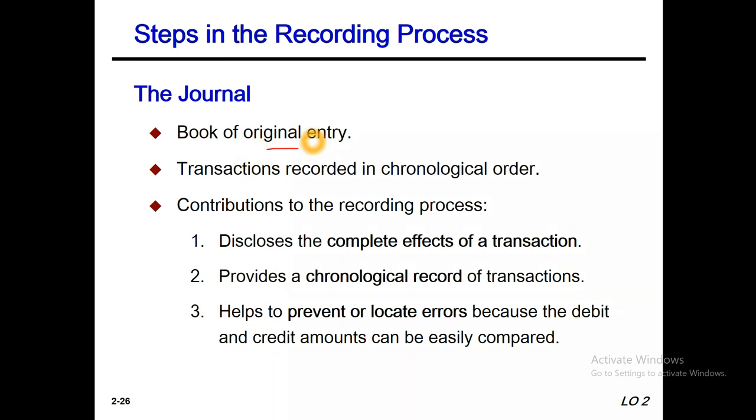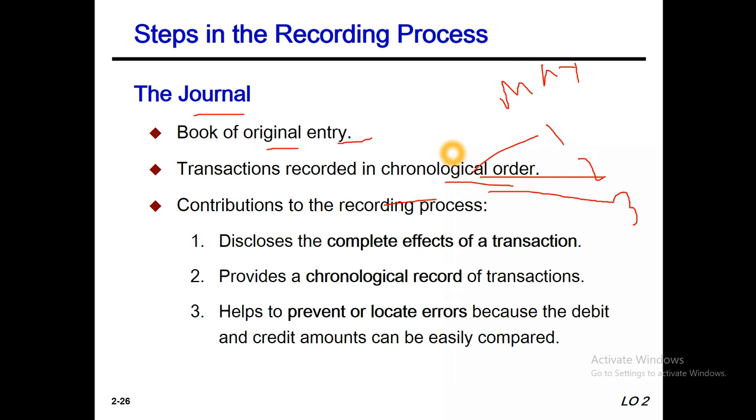The journal is the book of original entry. That means firstly we will enter the transaction in a journal book. We call this the original entry. Number two, transactions are recorded in chronological order. Chronological order means, suppose this is the month of May: May 1, 2, 3. This is what we call chronological order. And when any transaction occurs, we must record these transactions in the books of original entry, that means the journal.